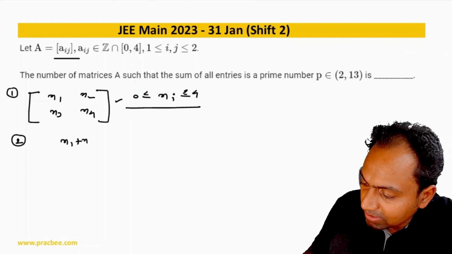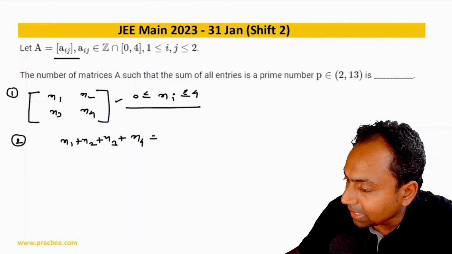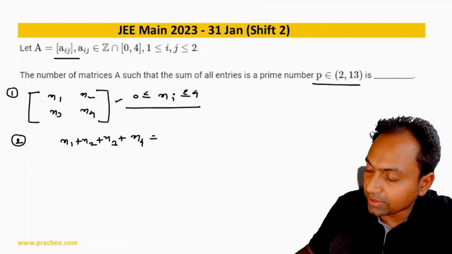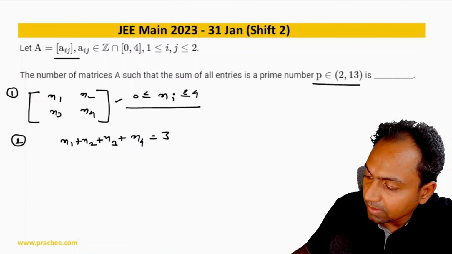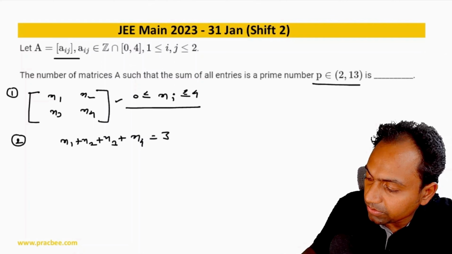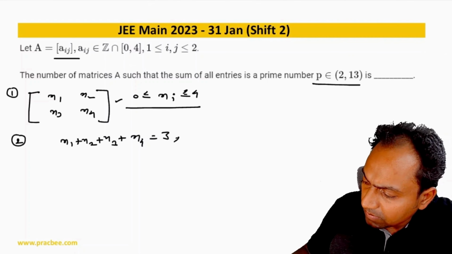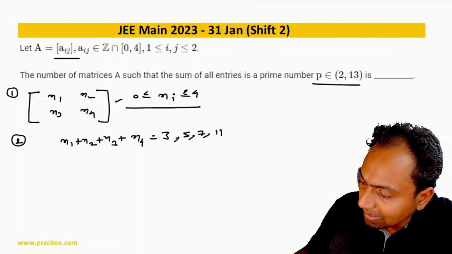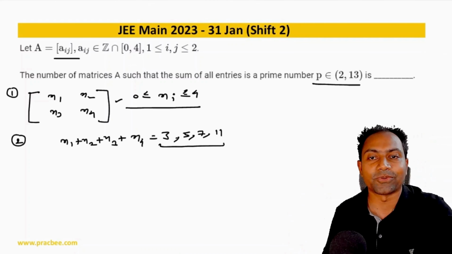Now from here, the actual question starts. The actual question is the sum of all the elements is equal to nothing but a prime number lying between 2 and 30. So what are the possible values that it can take? One of the values that it can take is 3. Another value is 5, then 7, and then 11. These are the 4 values that it can take because 2 and 13 are not included.